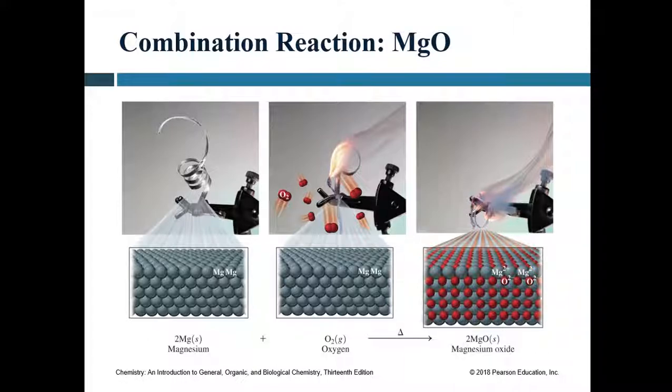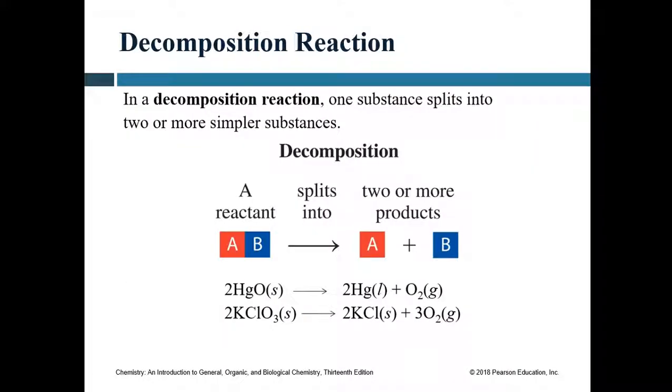So here's a visual example of a combination reaction: burning some magnesium ribbon in oxygen forms a white powder, magnesium oxide, and gives off a brilliant light. It's kind of a neat reaction to watch.